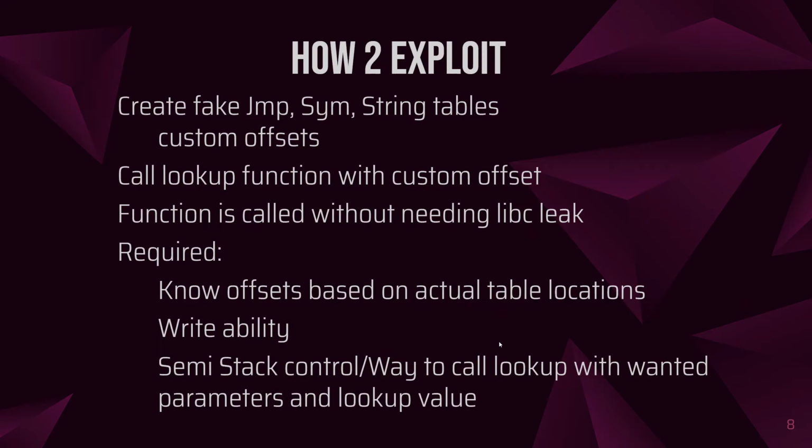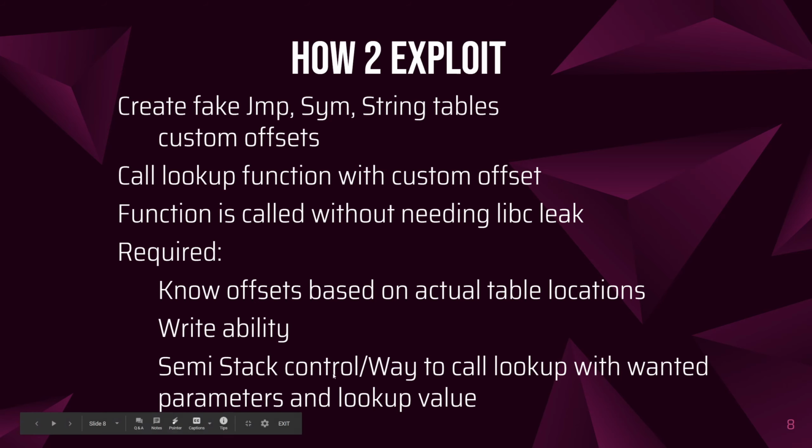So the way we can exploit this is if we're able to create fake jump rel, symbol, and string tables with custom offsets so everything lines up, we can call whatever function we want by spoofing a lookup. And to make this happen, we just need to know some offsets. So we need to have leaked memory or have PIE off. We need to have writability somewhere. It could be in the heap. We just need to know the offset to where we're at. And then semi-stack control, because we need to be able to call the lookup function with our offsets in there, and that's pretty much it.